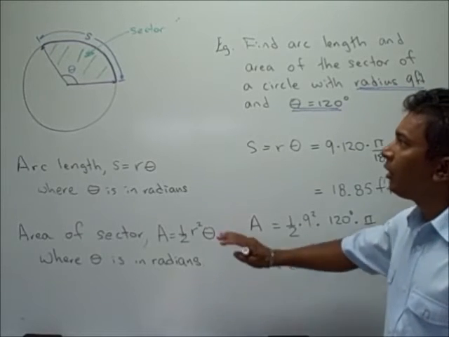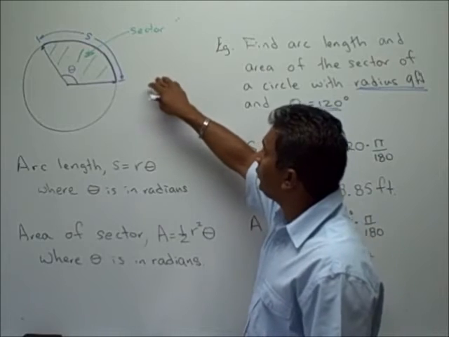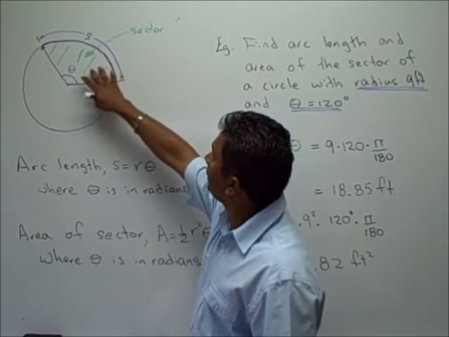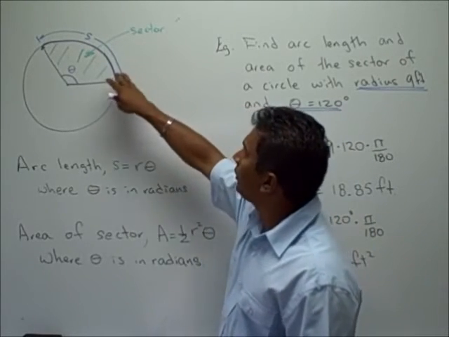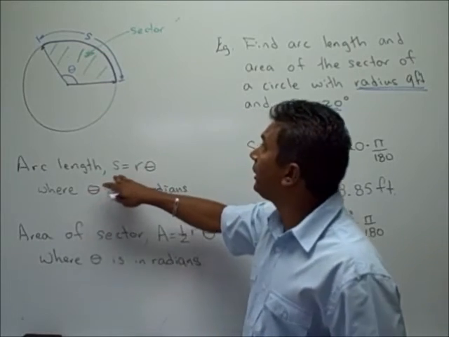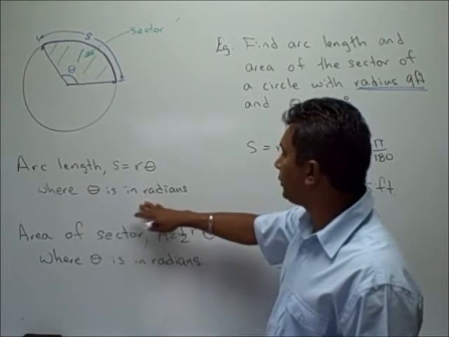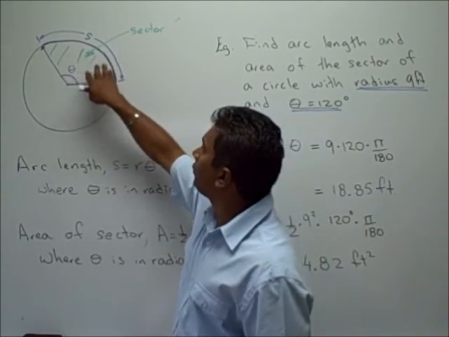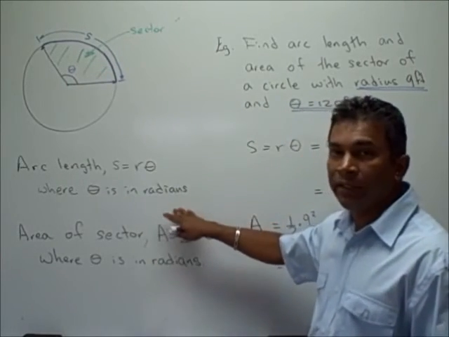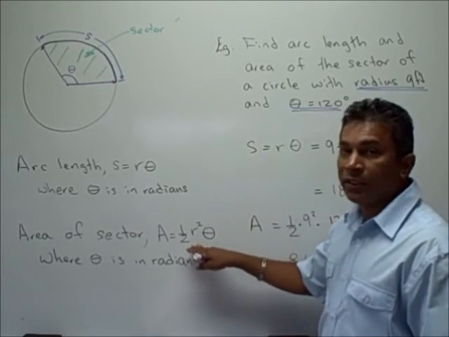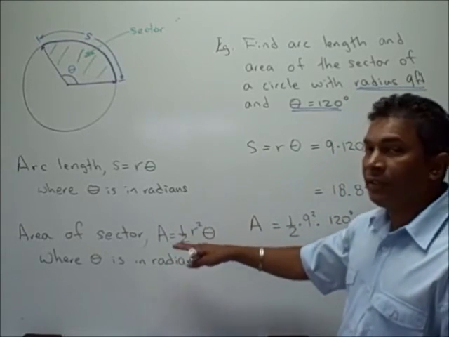Now let's look at finding the arc length of a circle and the area of a circle, or a section of that circle. To find the arc length S, we use the formula S is equal to R times theta, where theta is in radians. And to find the area of that portion or sector, we use the formula A is equal to 1/2 R squared theta, where once again theta is in radians.